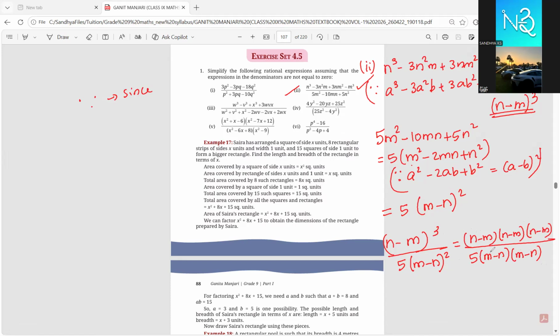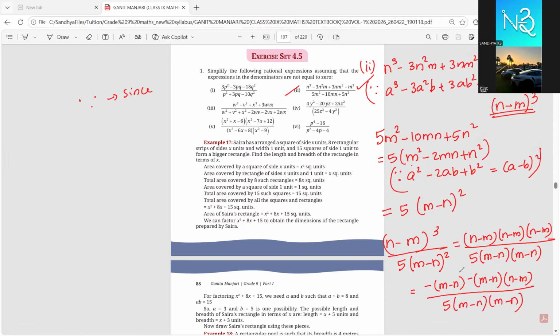Only the sign is the problem. Correct? So if I take one negative outside, what will happen? It will become minus bracket m minus n. If I take this negative outside, the m will become positive, n will become negative. So I am writing m minus n. Again, the next n minus m also, if I take a negative outside, I can write m minus n. I have two m minus n only in the denominator, so this I am not writing, I am writing n minus m only, divided by 5 bracket m minus n into m minus n.